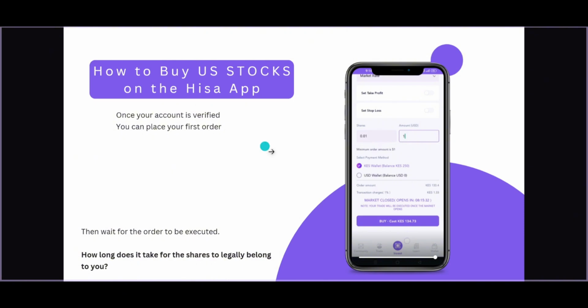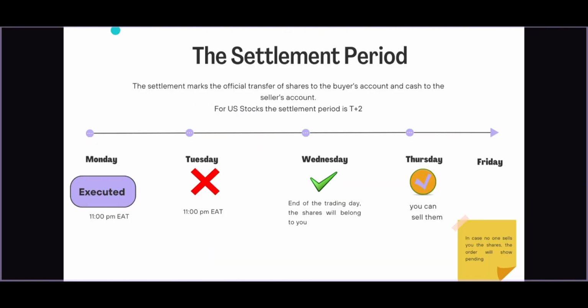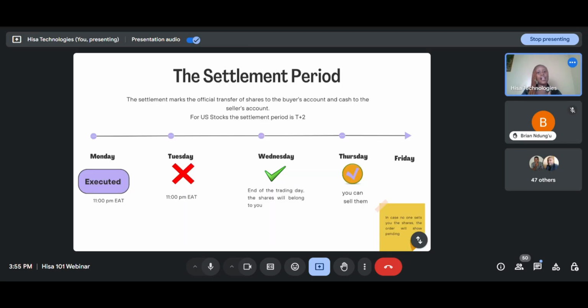So how long does it take? Well, there's something that we call the settlement period. Once you place your order, there's a waiting period. The settlement period marks the official transfer of shares to the buyer's account and cash to the seller's account. So you get your shares and this person gets their money. That is the settlement period, that exchange.